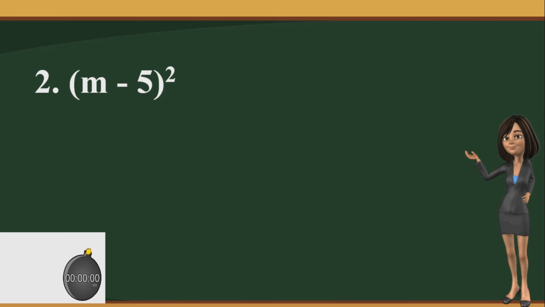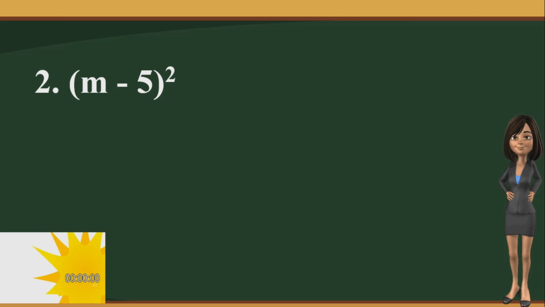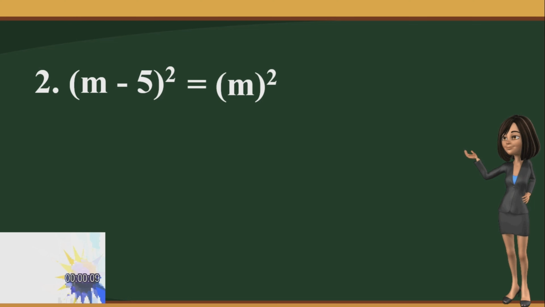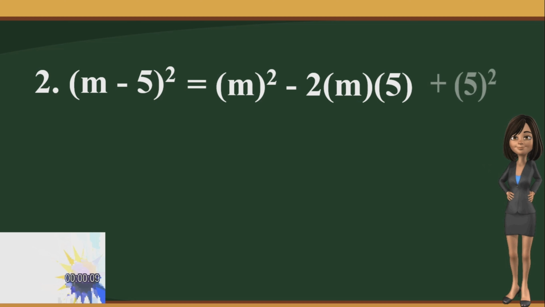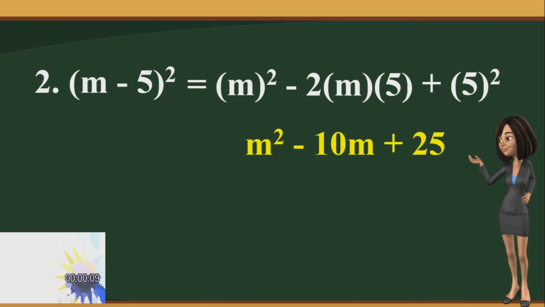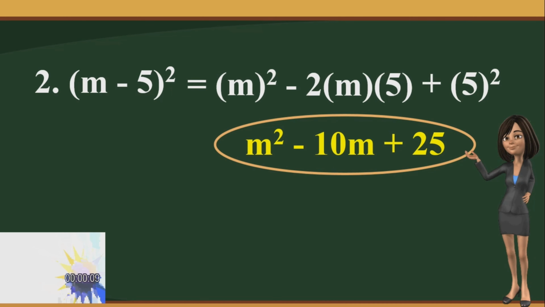Time is up. Let's see the correct answer. So we have m squared minus 2 times m times 5 plus 5 squared. So the final answer is m squared minus 10m plus 25.